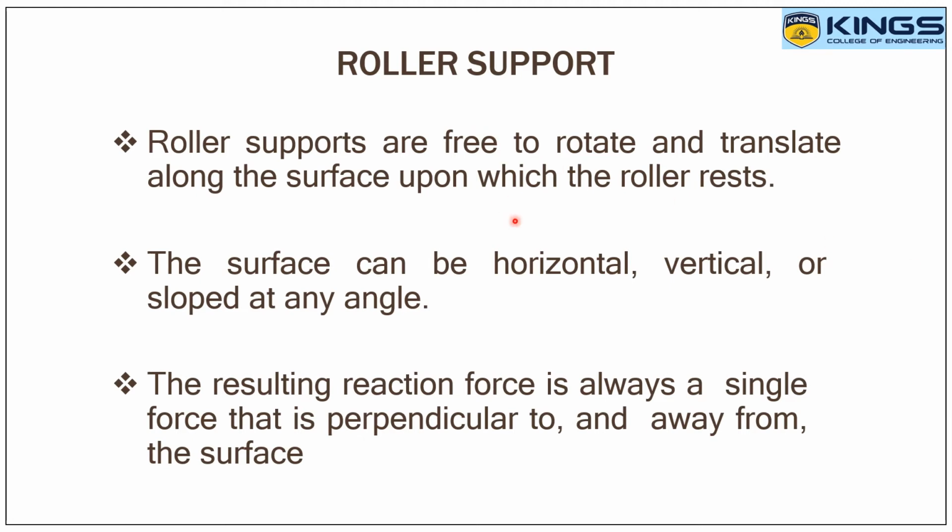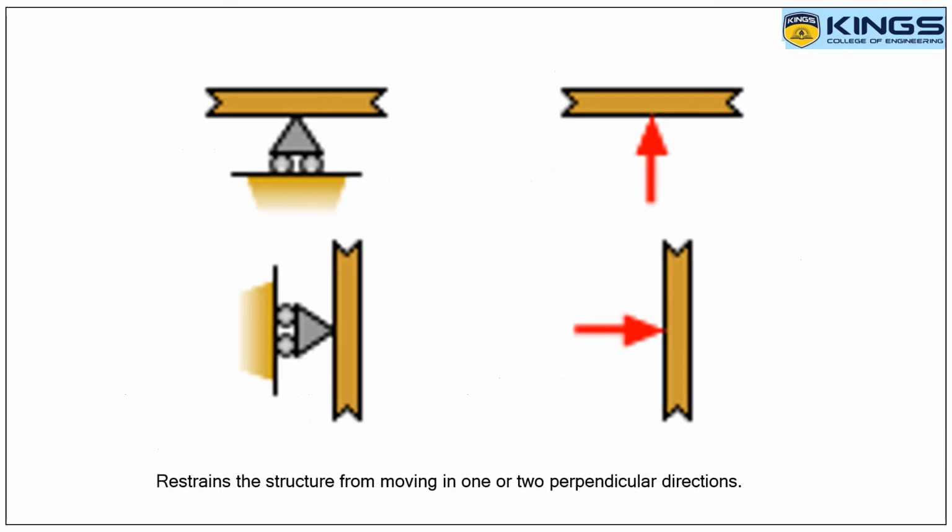So roller support. Roller supports are free to rotate and translate along the surface upon which the roller rests. The surface can be horizontal, vertical, or sloped at any angle. The resulting reaction force is always a single force that is perpendicular to and away from the surface. So consider this is a beam, this is a roller support, and hence it also provides resistive force towards the y direction as well as in the x direction if the support is provided like this. So it restrains the structure from moving in one or two perpendicular directions. So by giving this roller support, either one or two perpendicular directions, it restrains the structure.